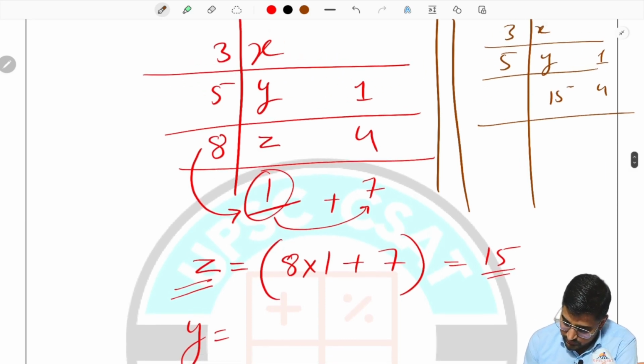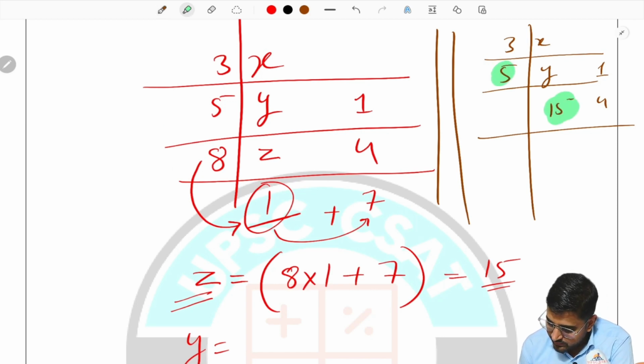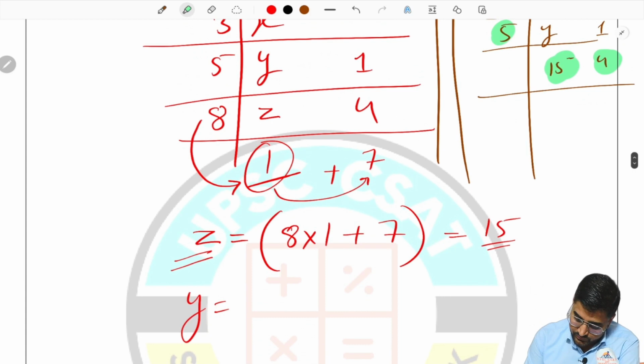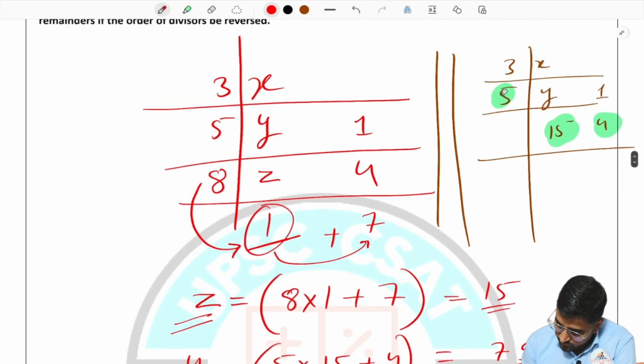Now the situation is when we multiply 5 by 15 and then add 4, we will get the value of y. What I have said, when we multiply 5 by 15 and add 4, it gives the value of y. 75 plus 4, 79. We have 79 now. Now this is also covered.